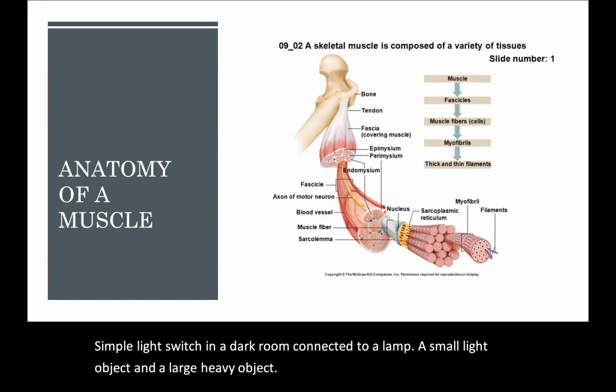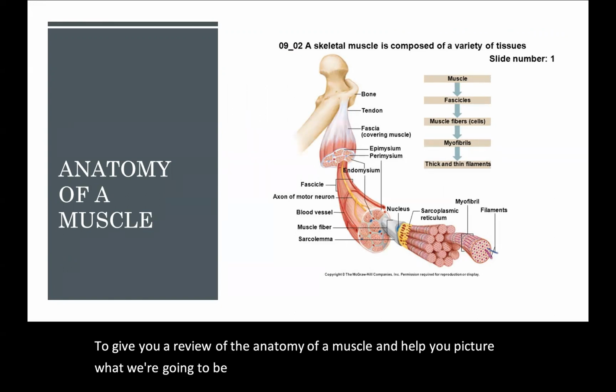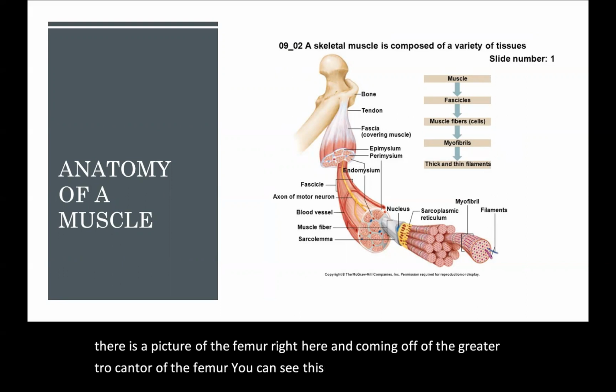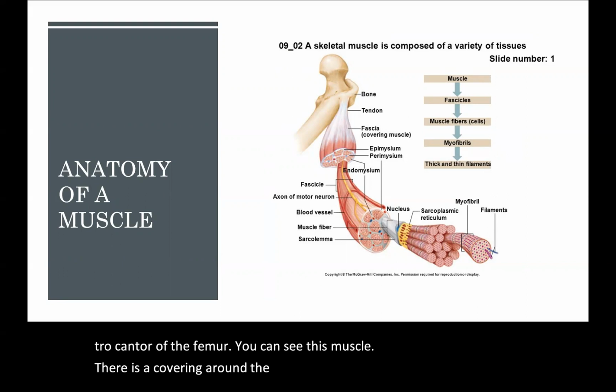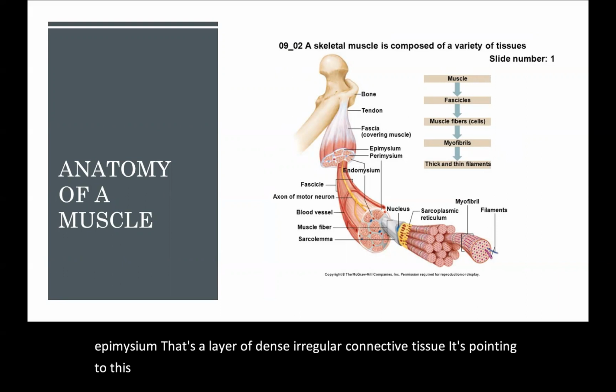To give you a review of the anatomy of a muscle and help you picture what we are going to be talking about today in the lab, you can see that there is a picture of the femur right here, and coming off of the greater trochanter of the femur, you can see this muscle. There's a covering around the entire muscle, which is called the epimysium. That's a layer of dense, irregular connective tissue. It's pointing to this white covering on the outside.